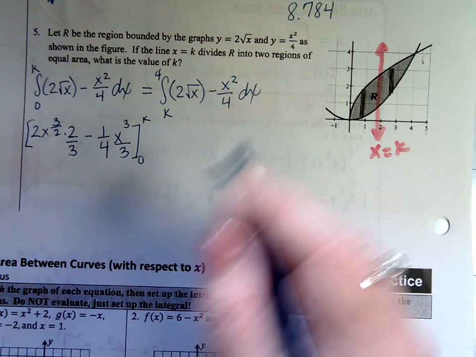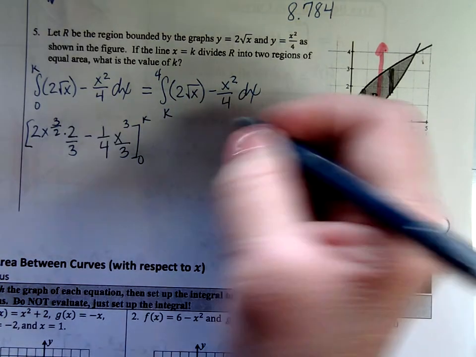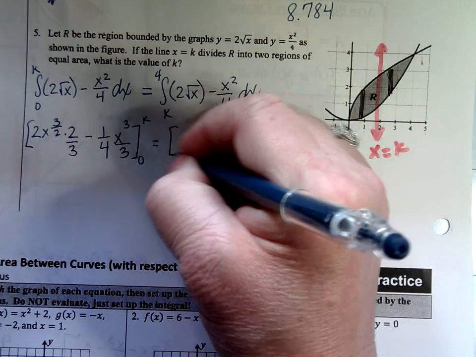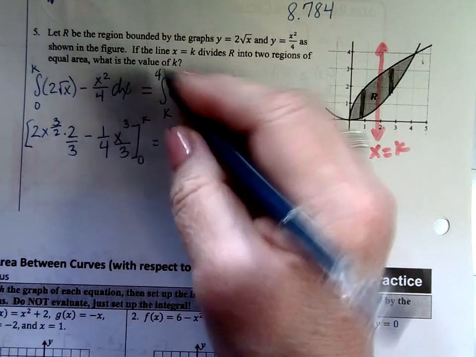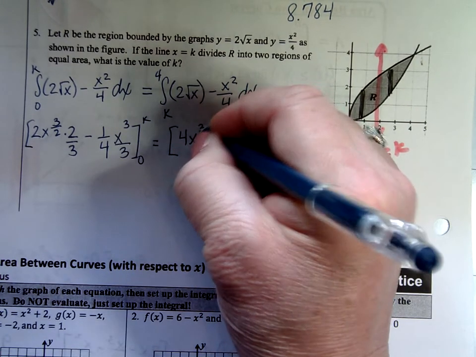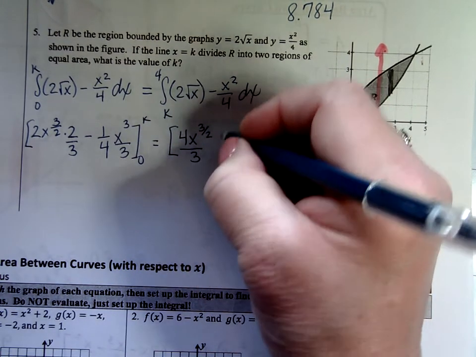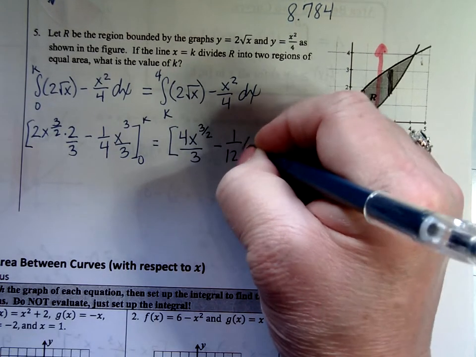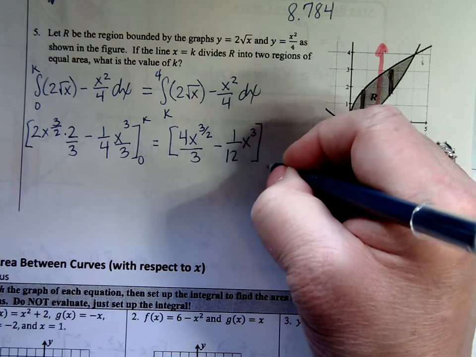You've got coefficients involved. So let's see if I can clean this up. This side's going to be the same exact thing. I'll clean it up over here. I have 2 times 2 is 4, x to the 3/2 over 3. And I have minus 1/12, 4 times 3, x cubed. Going this time from k to 4.